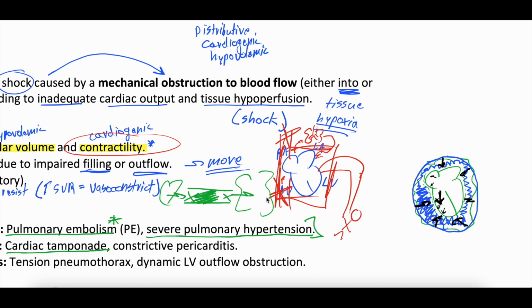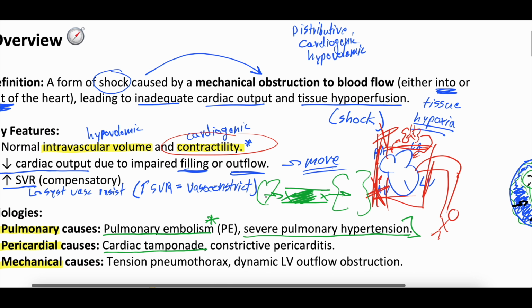Constrictive pericarditis does the same thing. That pericardial sac is rigid and it's constricting the heart muscle. So again, the heart cannot expand outwards, so it cannot fill with blood.